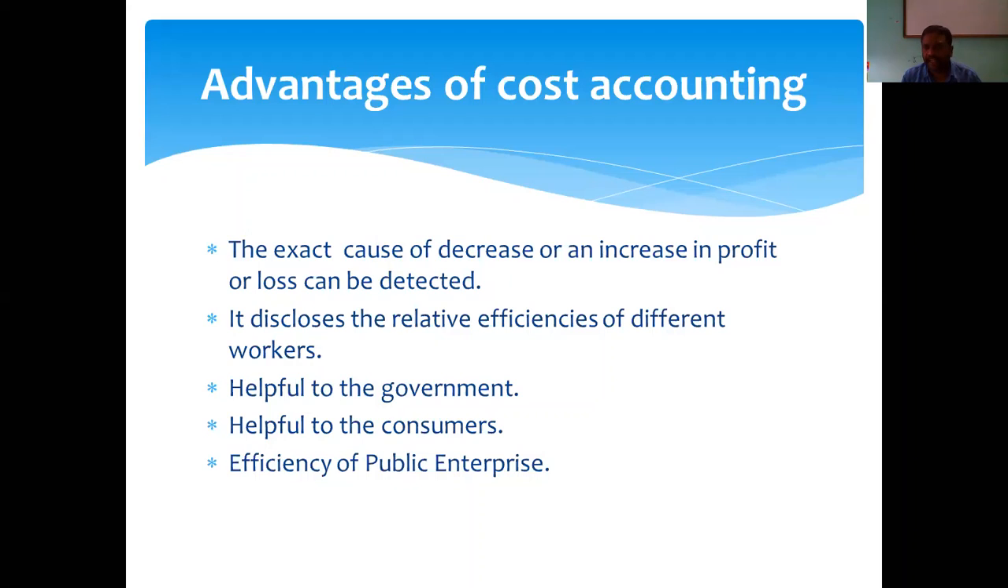To the workers, and they can improve their efficiency and increase productivity. Cost information is also helpful to the government, and also helpful to the consumers. They are going to know what the cost of a single product is in total production, and they can easily purchase a particular product by knowing it. And the public enterprise also asks to know the cost accounting information, to know what costs are going to be incurred to produce these products.